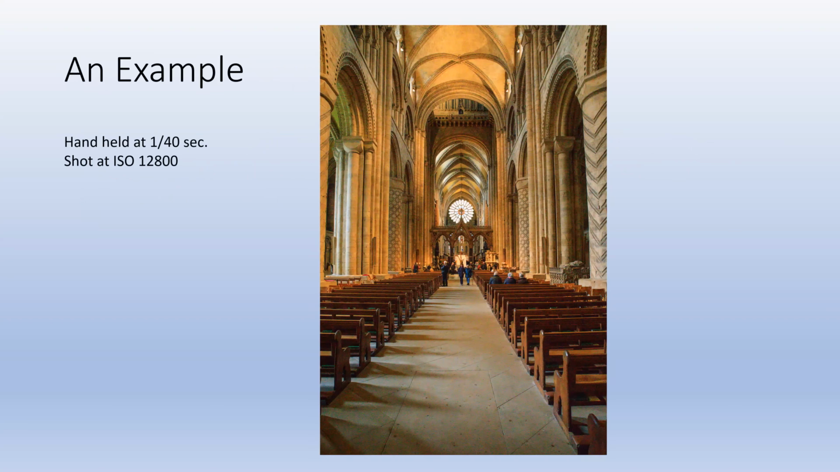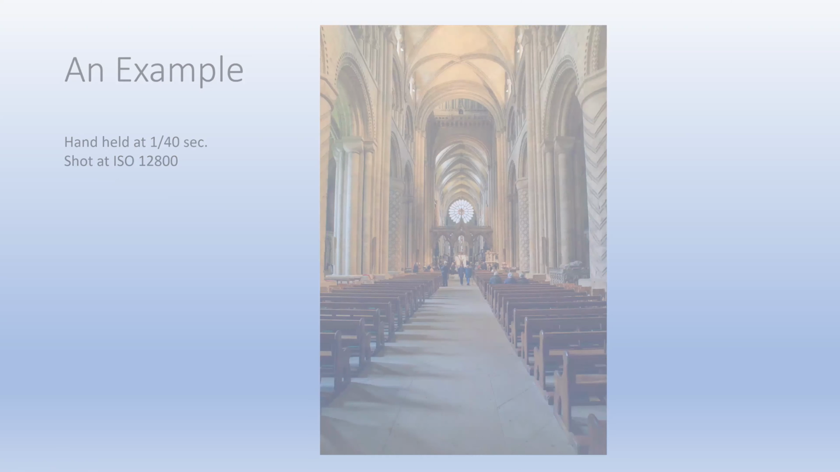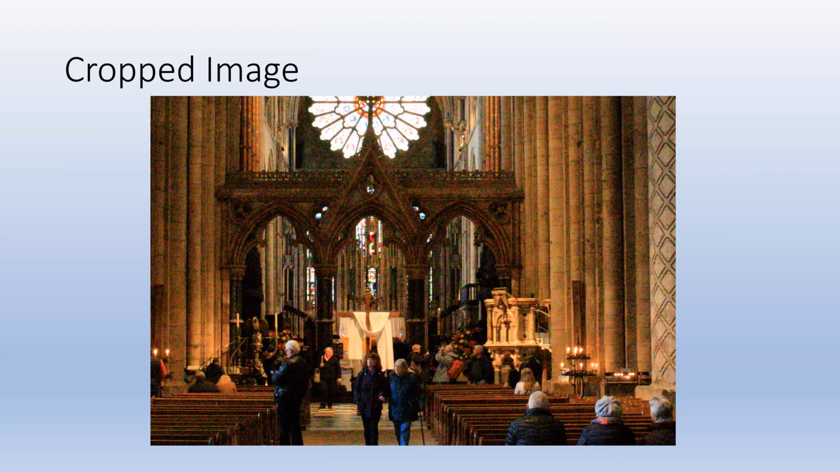Here's an example. This is taken inside Durham Cathedral. This was handheld and shot at ISO 12,800. Now, I don't know how good this is going to come over with Zoom, but you may be able to detect in the bottom part of the photo, in the benches and on the floor, there's a lot of color noise in there. But if you can't see that, let's show you something a bit closer.